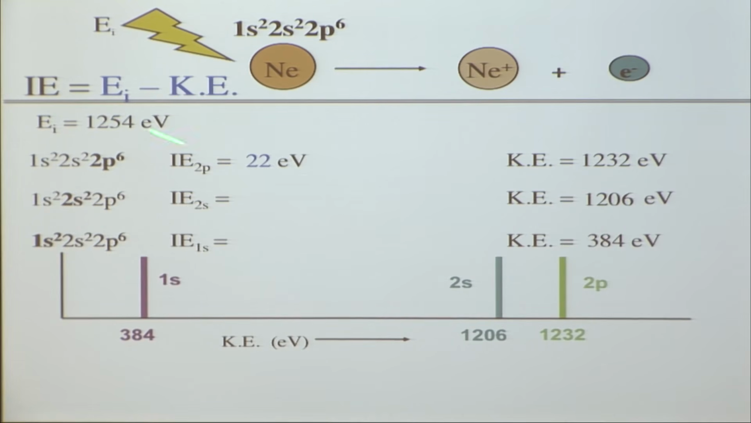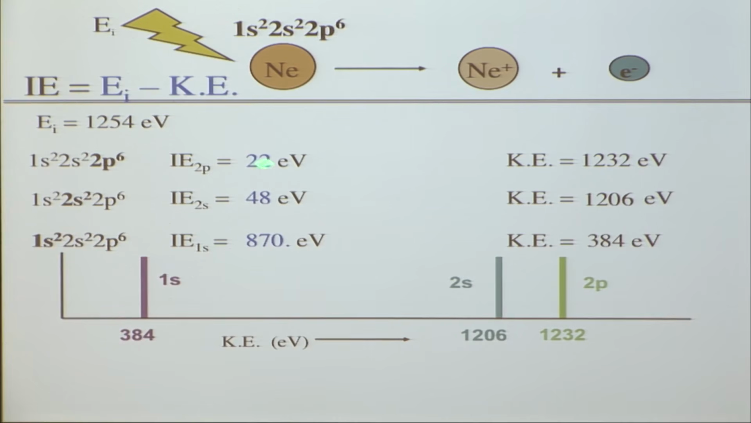And when we subtract those, we get one ionization energy of 22. And then this kinetic energy is less, so we're going to get a higher ionization energy of 48. And this is really small. And so now we get an ionization energy of 870.